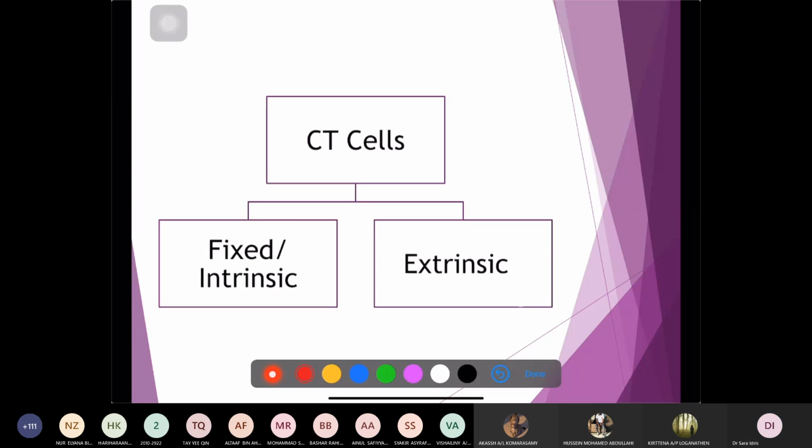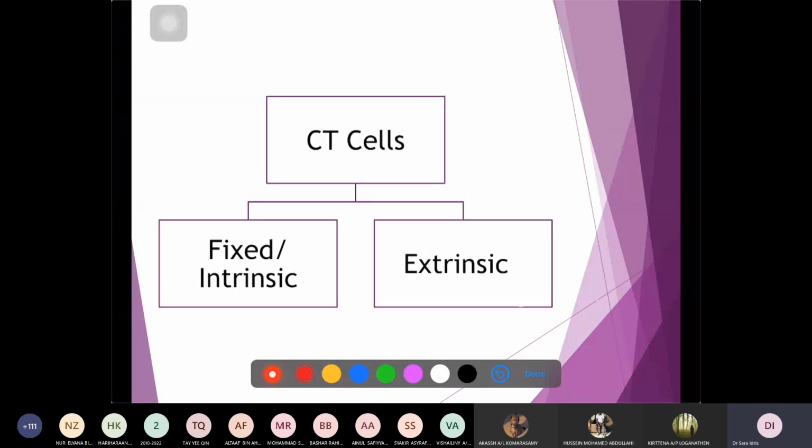Okay. So for connective tissue cells, you can further divide them into two classifications. Either it's a fixed or intrinsic kind of connective tissue cell. That means it's fixed to a certain area or a certain organ or a certain region. It doesn't go everywhere in your body. Or you can have what is known as extrinsic connective tissue cells. Extrinsic cells are also known as wandering cells, where they can go everywhere in your body.